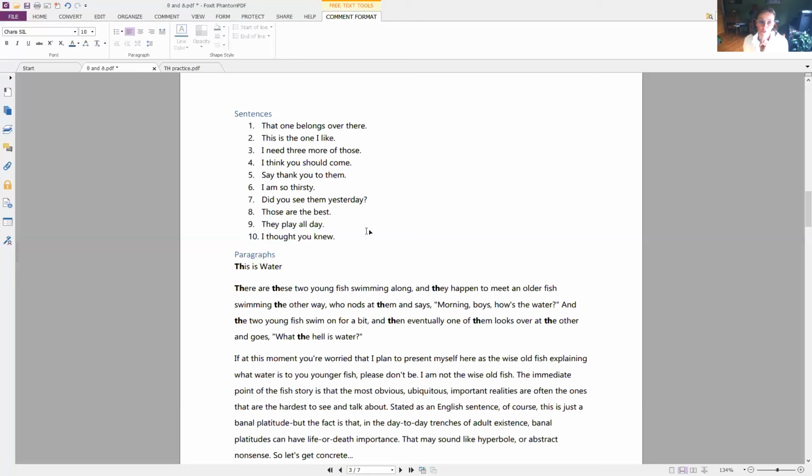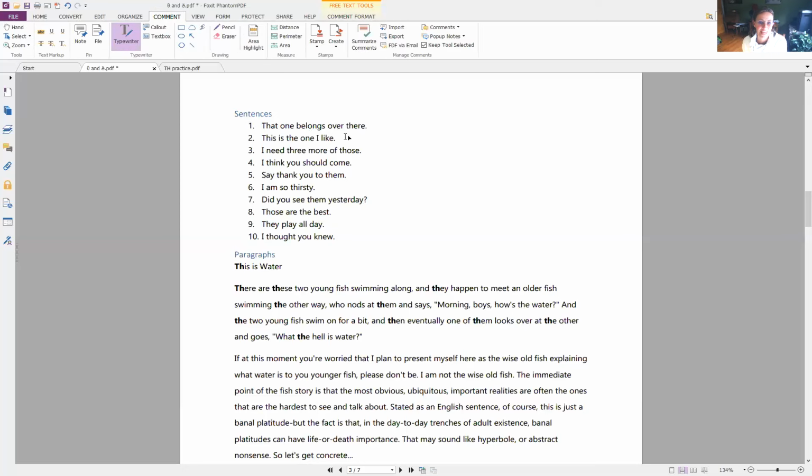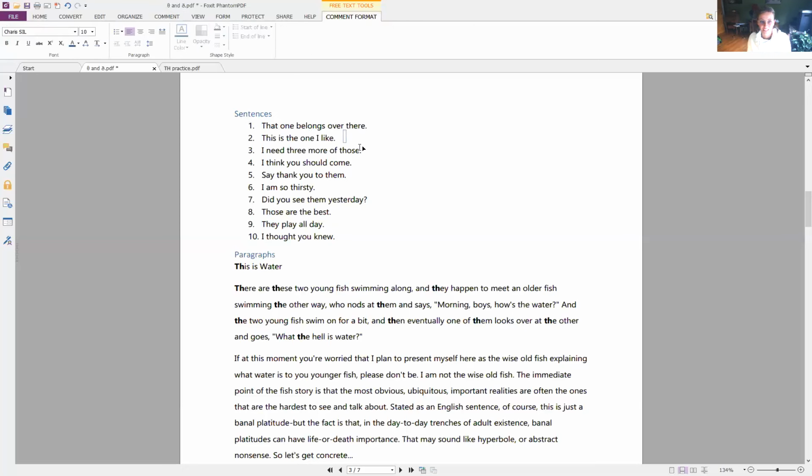So I'm going to model each of these sentences in a moderate pace. Number 2, this is the one I like. My natural way to say this, honestly, is this is the one that I like. My brain kept wanting to say this. This is the one that I like.